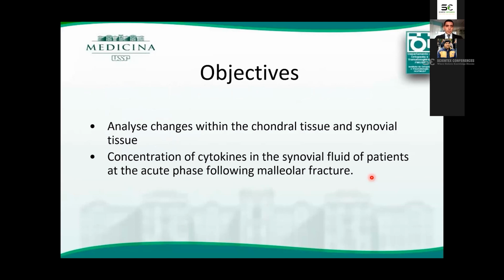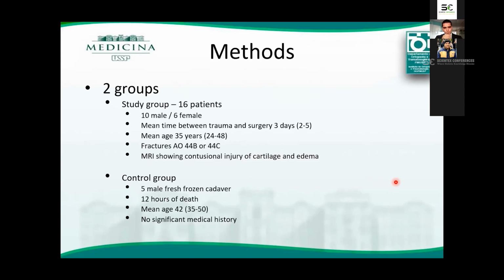So in this study, we hypothesized that in the acute phase following ankle fractures, an increased concentration of specific pro-inflammatory cytokines, increased proteoglycan and collagen debris, and histological evidence of chondrocyte damage may be observed at the same time. So the aim of the study was to analyze the morphological changes within the chondral and synovial tissue and the concentration of cytokines in the synovial fluid of patients in the acute phase following malleolar fracture.